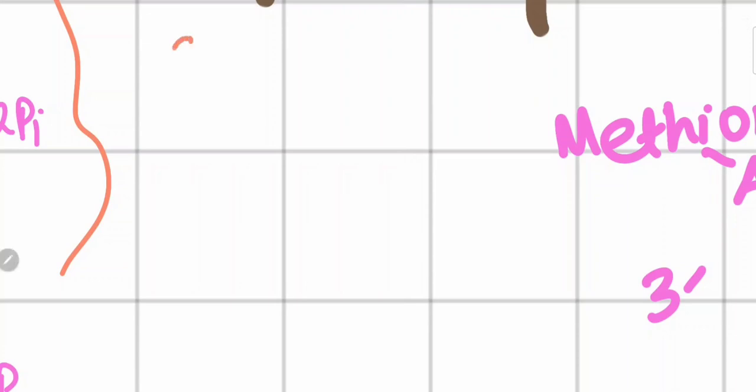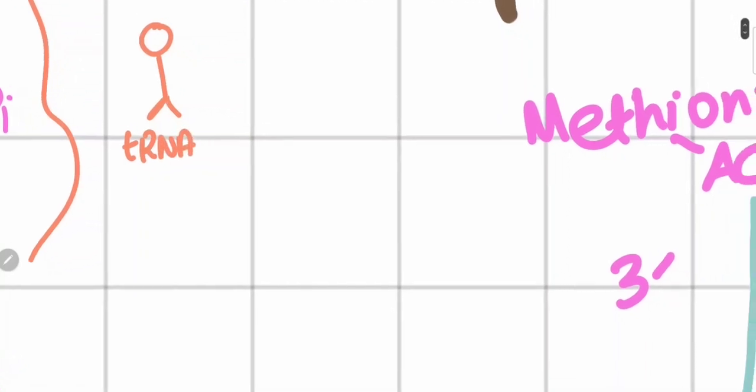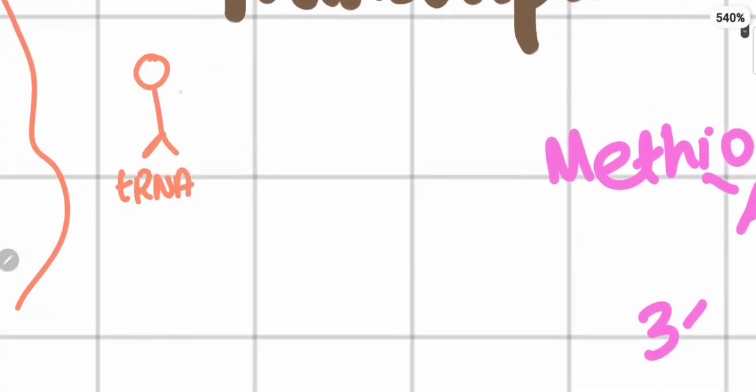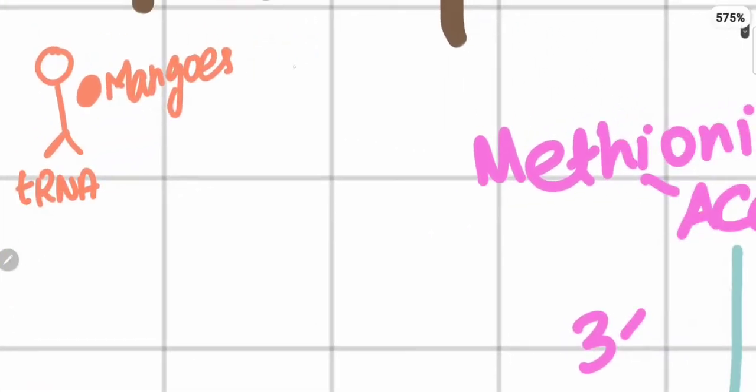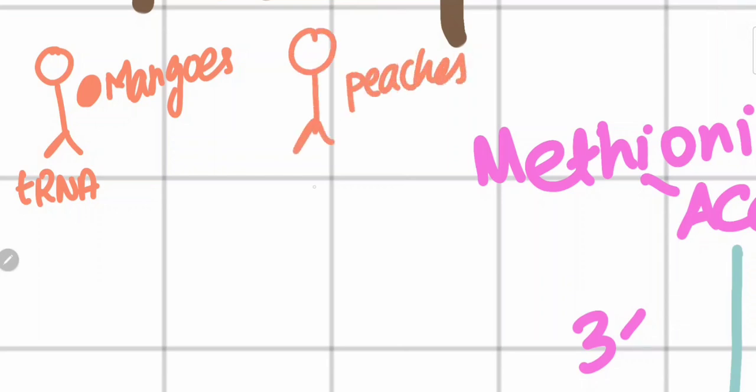You see, if there is one man, let's see, this man is transfer RNA. And this man has mangoes. So these are mangoes. And another man has peaches, and it's another tRNA. Now these have mangoes and these have peaches, and now they're gonna look for people.